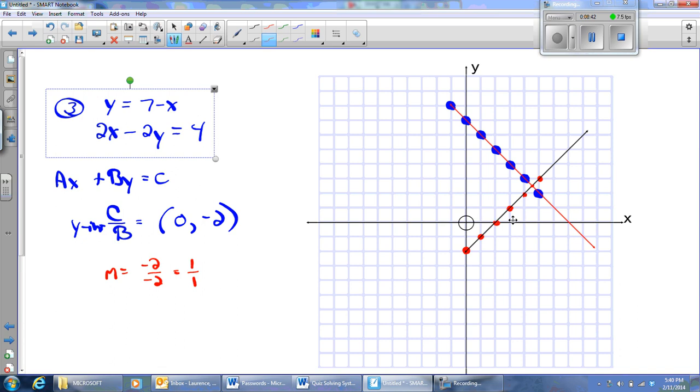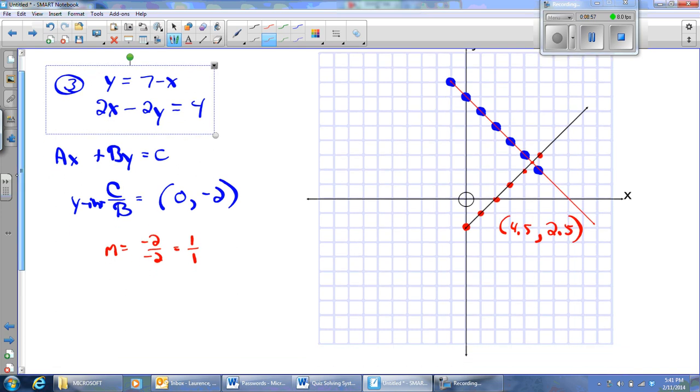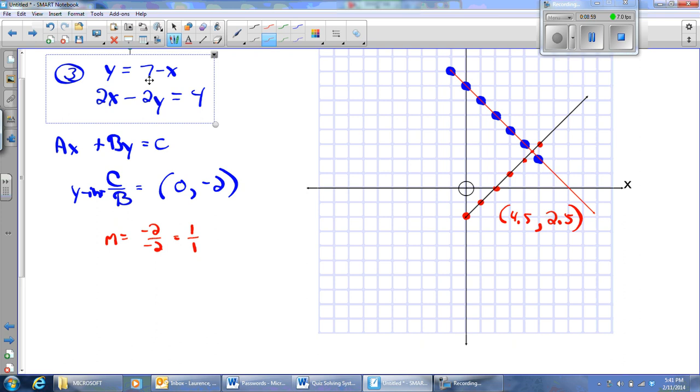All right, so I see that they're crossing right there. Well, 1, 2, 3, 4, 5, maybe 4.5. And then the y coordinate be 1, 2. Man, it sure looks like 4.5, 2.5. I don't know if I'm right though. I'll tell you what, let's go ahead and solve this one using substitution because y is already alone. And let's see how good my estimate is.